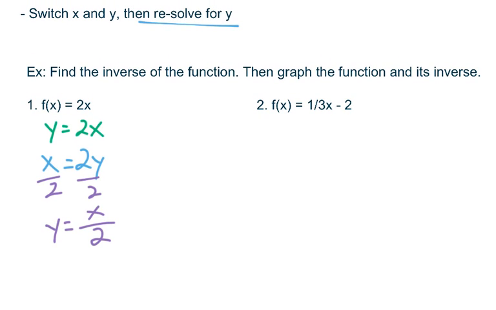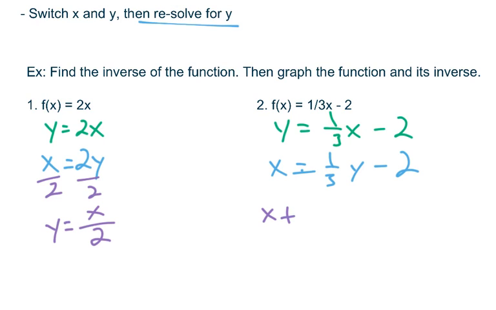We're going to switch x and y, but before we do that, we need to bring in a y, so it's going to be y equals 1/3 x minus 2. And then we need to go ahead and switch x and y, so it's going to be x equals 1/3 y minus 2. Now we're going to resolve for y, get y by itself. First thing we need to do is add 2, so we're going to have x plus 2 equals 1/3 y. And then we need to get rid of that 1/3.